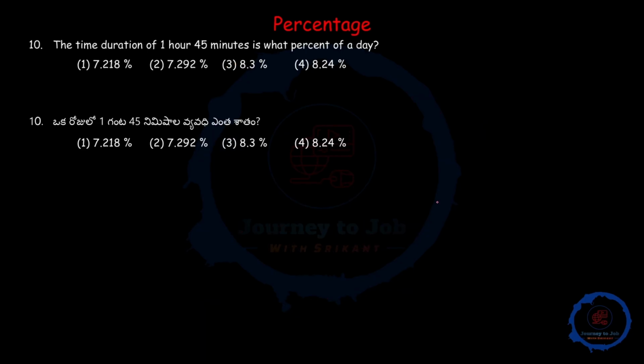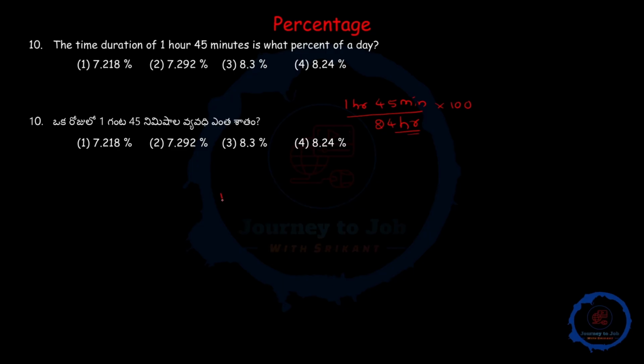Now next question. The time duration of 1 hour 45 minutes is what percent of a day? So 1 day, we know, is 24 hours. So 1 hour 45 minutes by 24 hours into 100 is the required answer. But how to solve this?